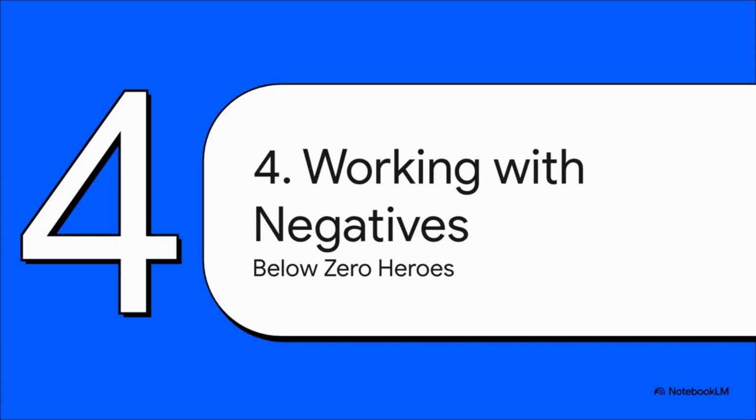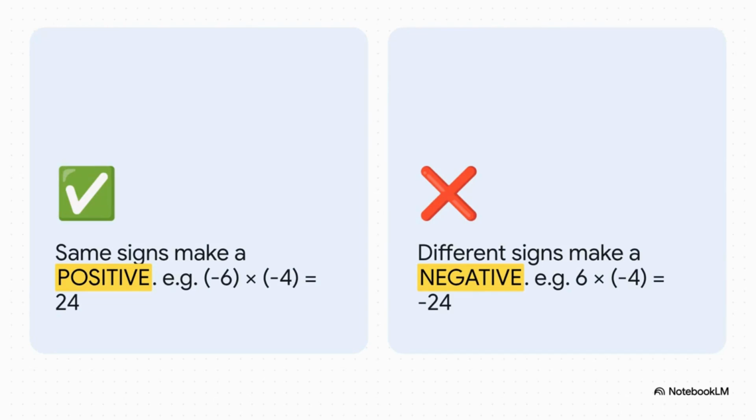Okay, let's move on to another area that examiners absolutely love to test, negative numbers. I know they can look a bit intimidating, but honestly, the rules for dealing with them are surprisingly simple once you actually see them laid out. Let's start with multiplying and dividing, because the rule is dead simple.